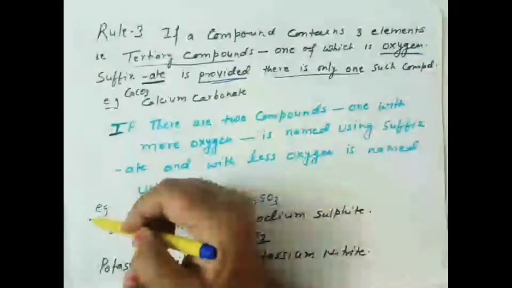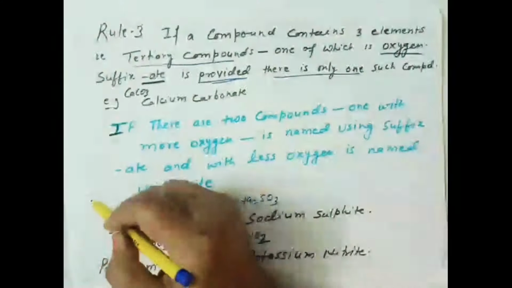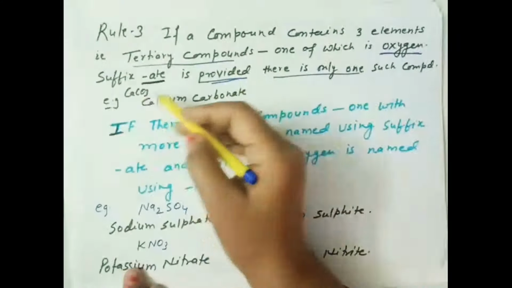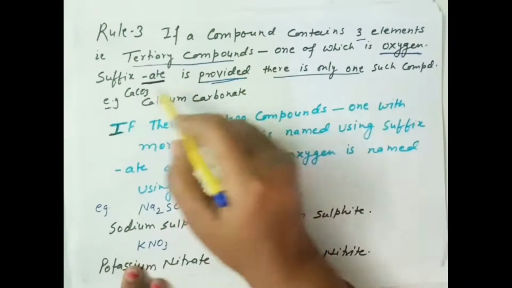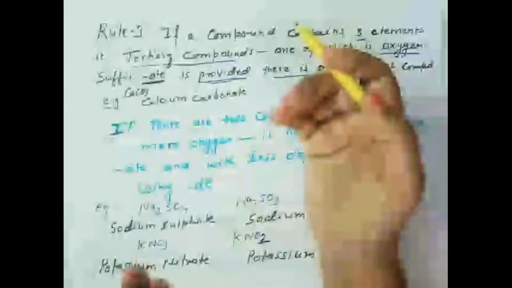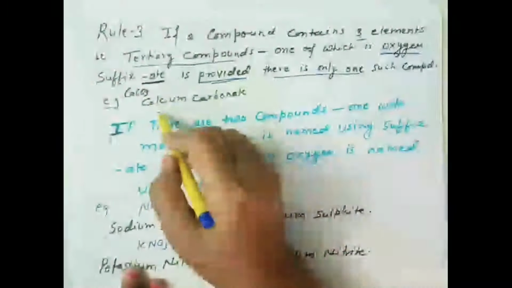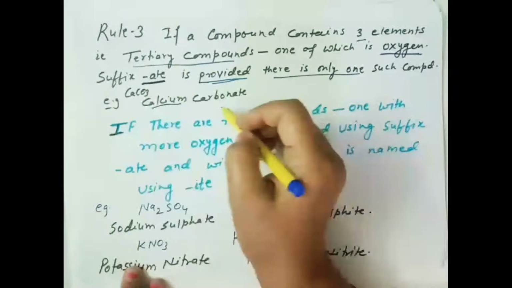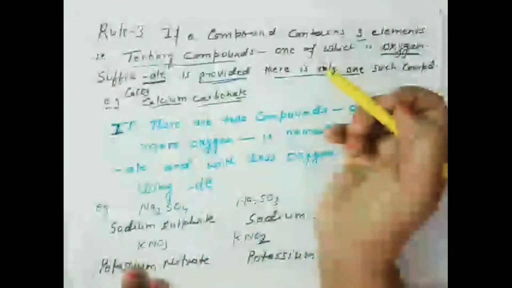So suppose CaCO3. This is a tertiary compound: calcium, carbon and oxygen. So this compound is made up of 3 elements and it contains oxygen. So it is a tertiary compound, and if it contains oxygen, then we have to use ATE. So the name will be Ca for calcium and CO3 for carbonate. So at the end the suffix ATE is added.